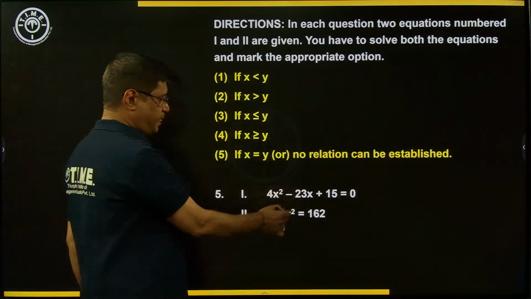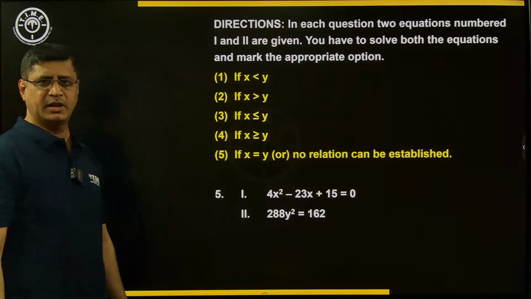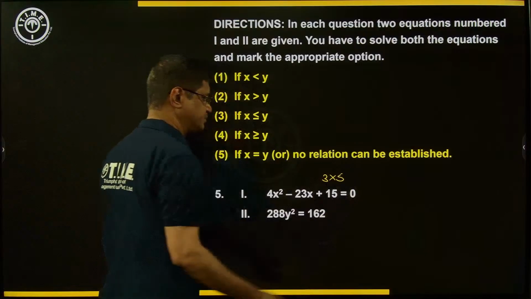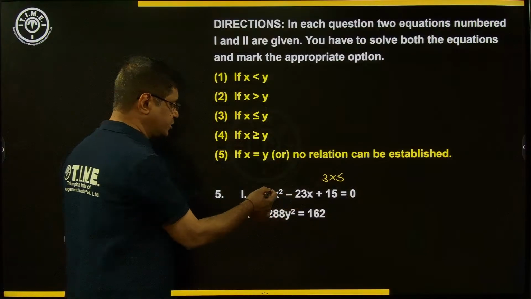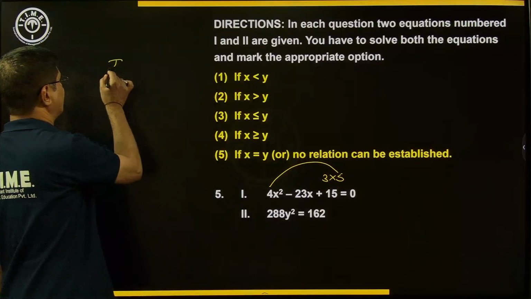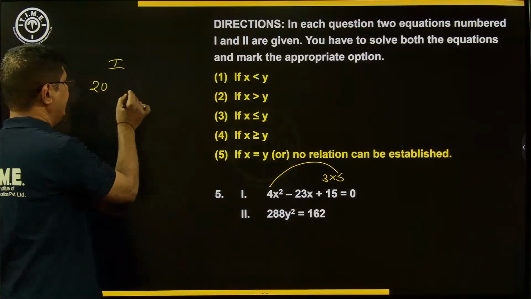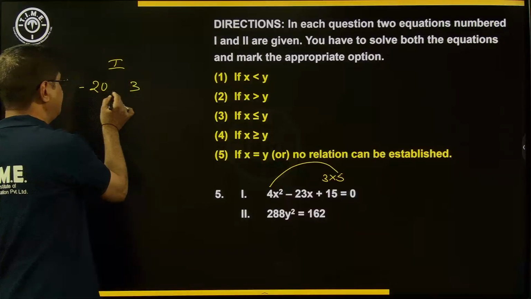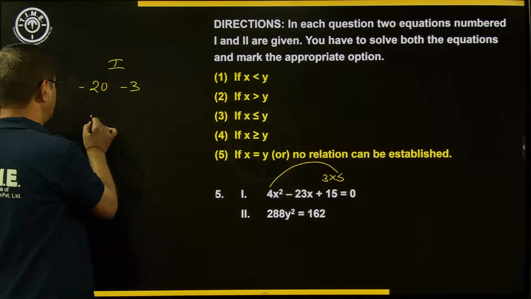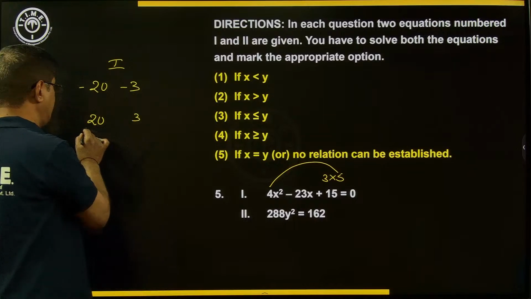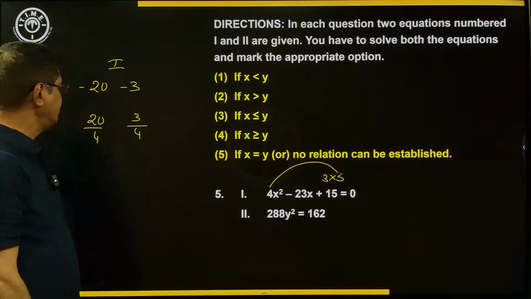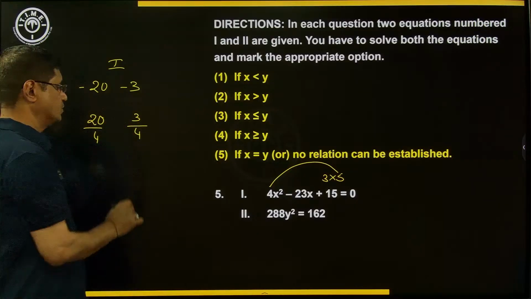4x square minus 23x plus 15 is equal to 0. Here I am expressing 15 as 3 into 5. Now, how to get the middle term? 23 means 4 into 5, that is 20, and 3. So minus 20 minus 3 are the factors. What about the roots? Positive 20, positive 3 by coefficient of x square. So 20 by 4 and 3 by 4.